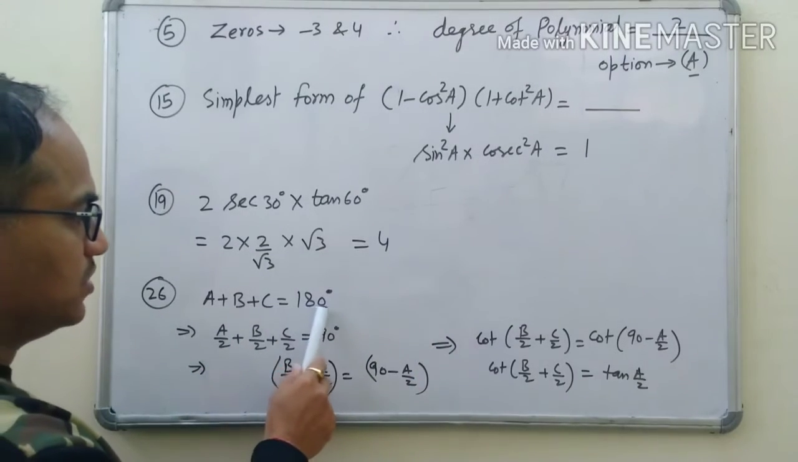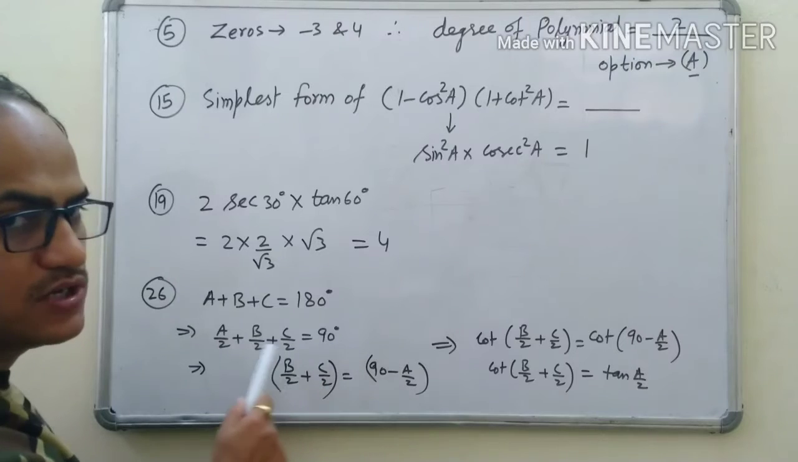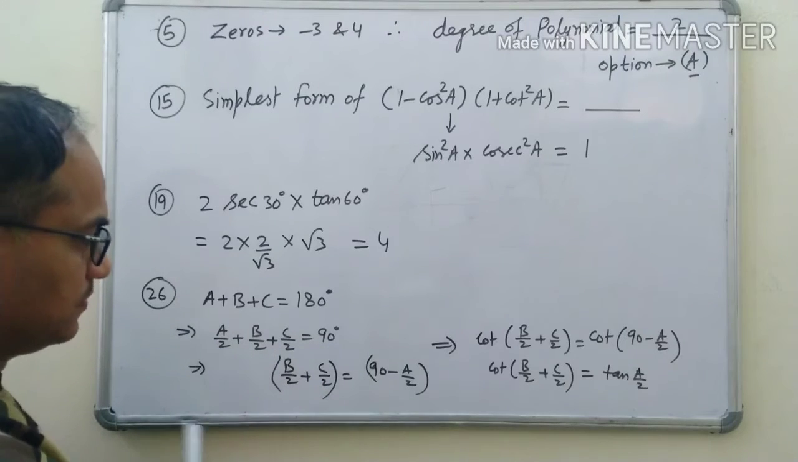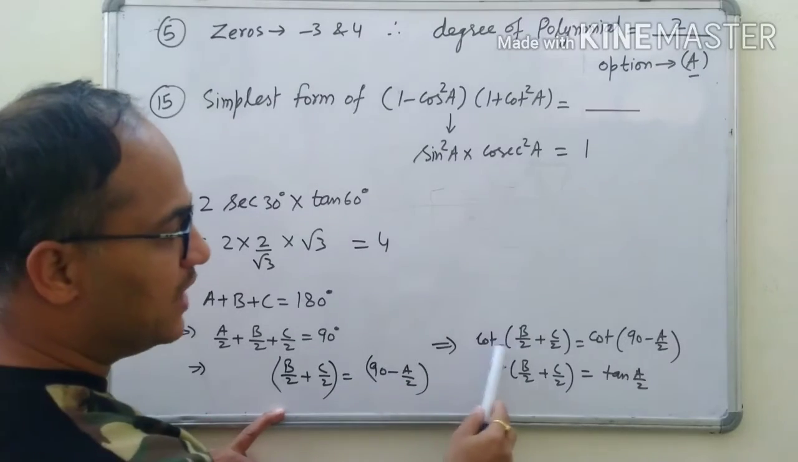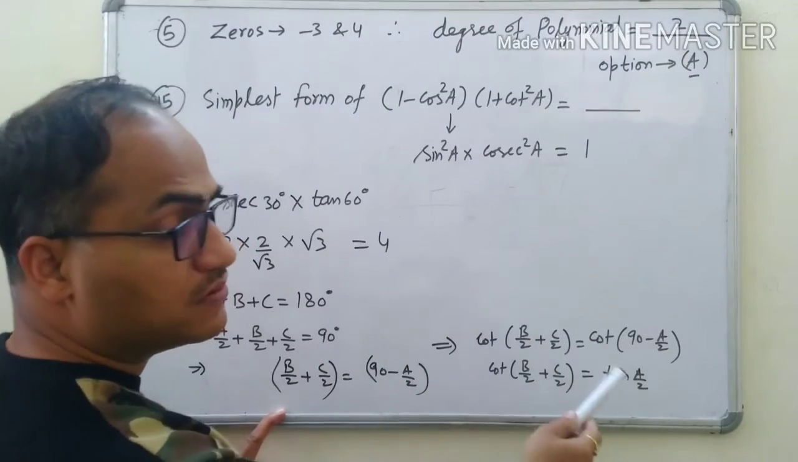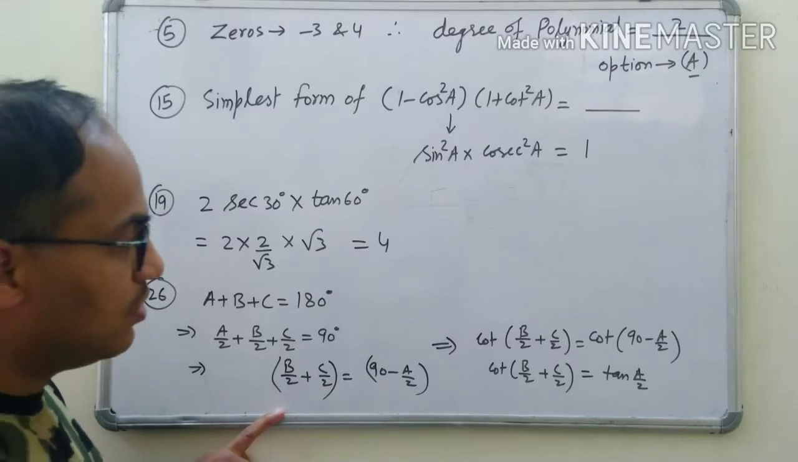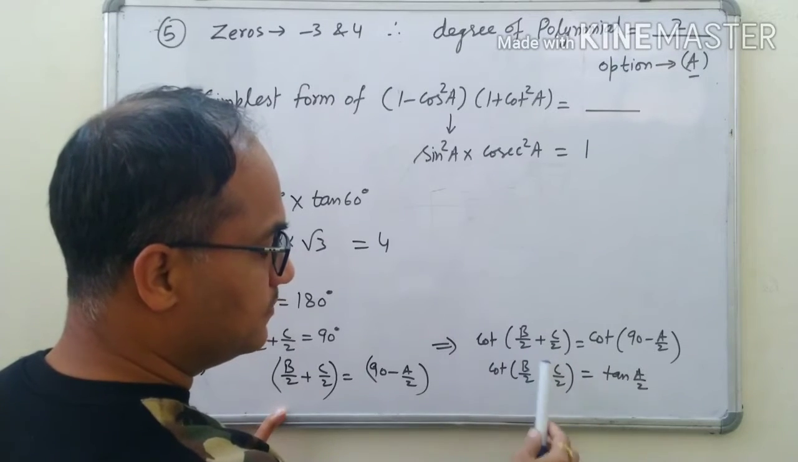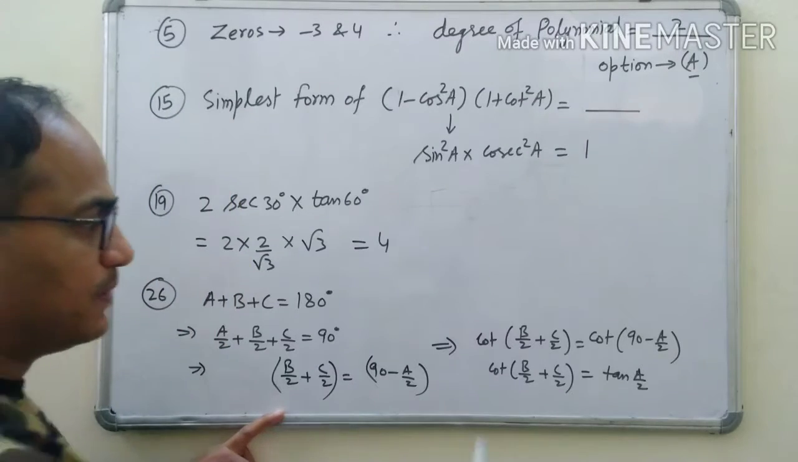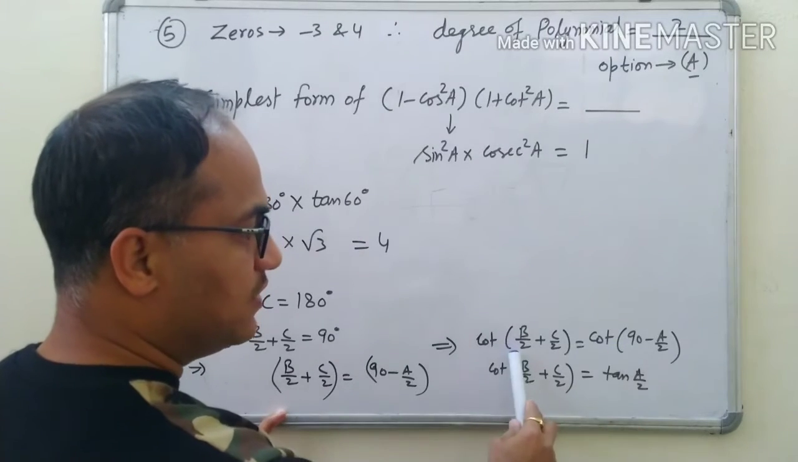In 26th question, A plus B plus C is 180. Dividing by 2 we get this, and shifting on both sides we can get cot theta. So cot of 90 minus theta becomes tan theta and the expression is proved.